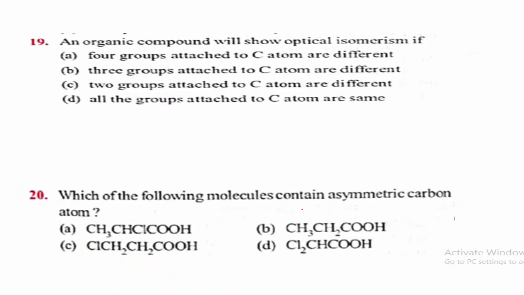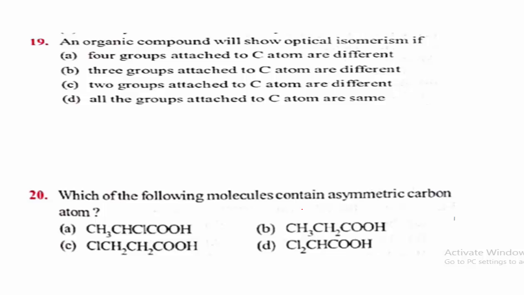Okay students, next question number 19. One of the theoretical questions is present here. Observe carefully. An organic compound will show optical isomerism if, okay, what are the conditions for the compound to be optically active? Option A, 4 groups attached to the carbon atom are different. Option B, 3 groups attached to the carbon atom are different. Option C, 2 groups attached to the carbon atom are different. Option D, all the groups attached to the carbon atom are the same.